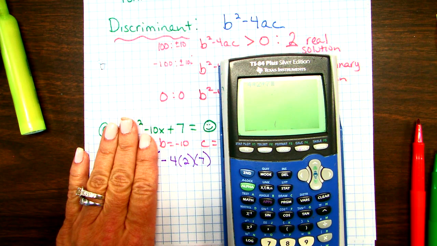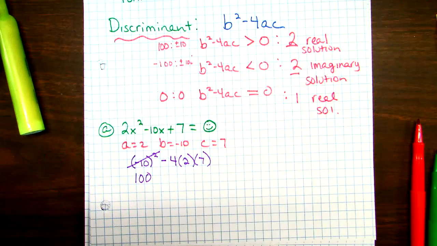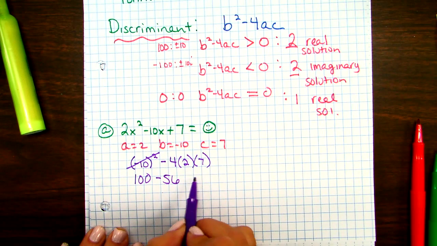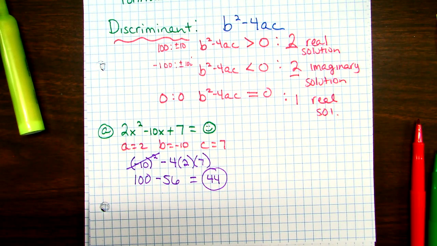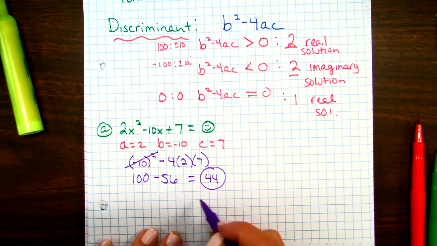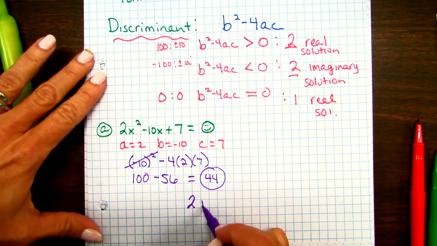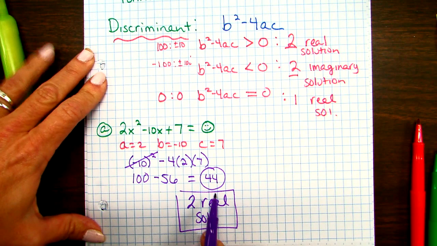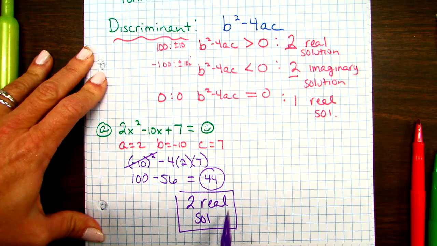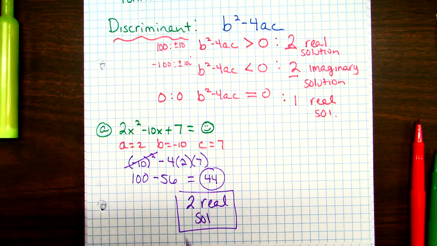Now, when I hit enter, if I get a negative answer, I will subtract. If I get a positive answer, I will add. I get 100 minus 56, which is 44. That is my discriminant. 44 is the discriminant. Now, how many solutions am I going to have? Two, and what type? Real. If you get a positive number, it will always be this answer, okay? So there's three parts to the answer. What's the discriminant? How many solutions? What type of solutions?